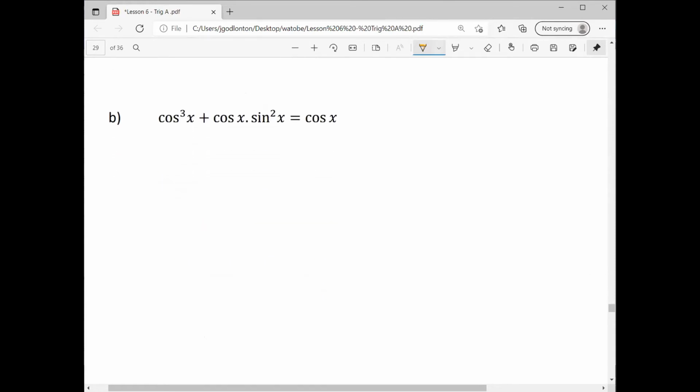Okay. So again, when you're looking at this question, I want you to focus on your left-hand side. I'm trying to get my left-hand side to look like my right-hand side. Okay, so we're working with our left-hand side.